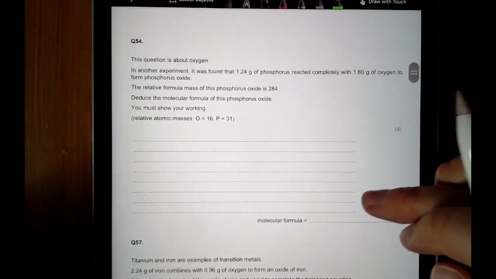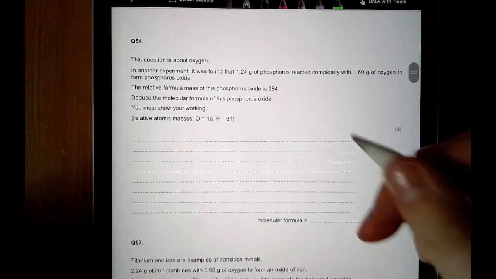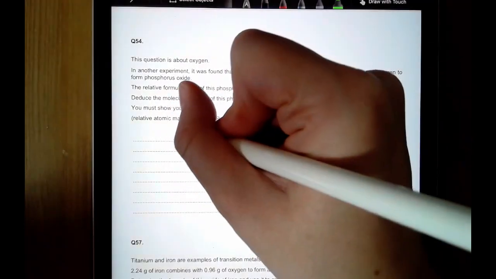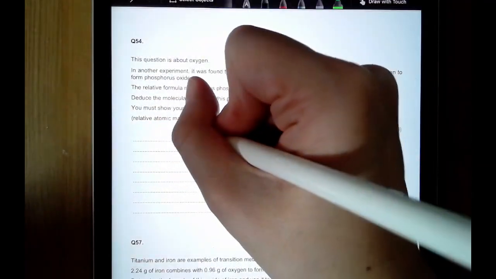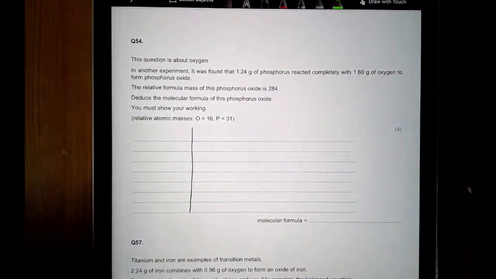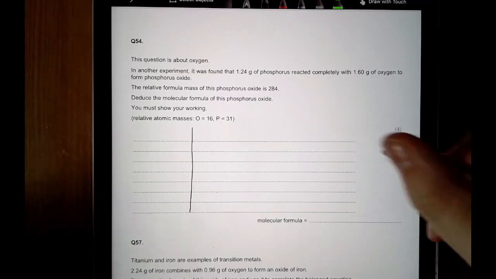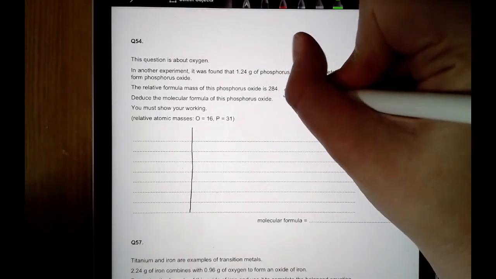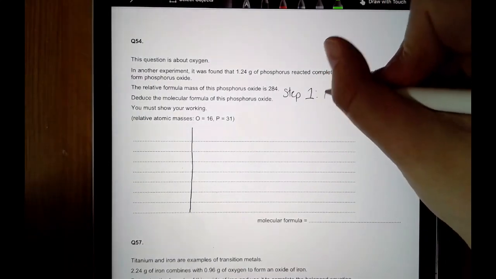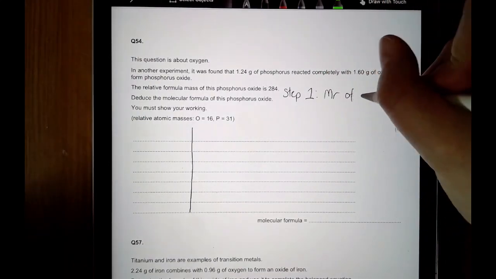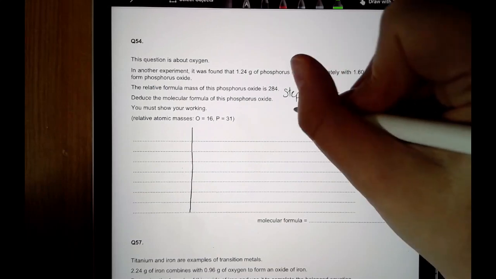The next question combines empirical formula and molecular formula. So this one I'm going to do, okay? So your first step here, you're asked to work out the molecular formula. And in order to work out the molecular formula, you're going to have to follow 3 steps. So I'm just going to write those steps here. Step 1, to work out molecular formula, is to get the formula mass of the empirical formula.